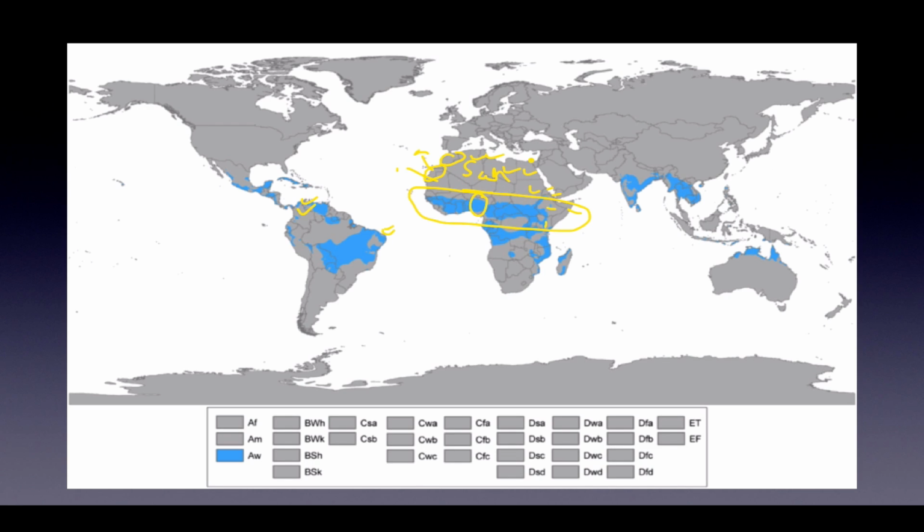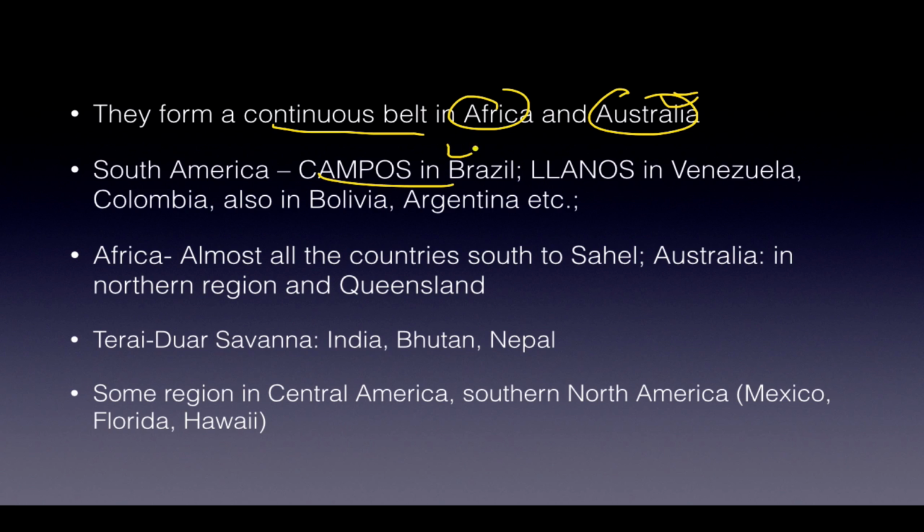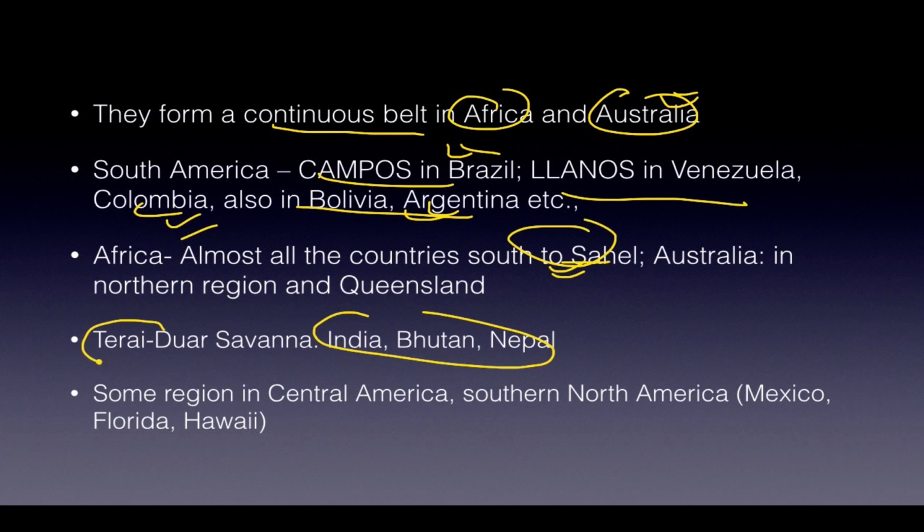The northern countries are the Sahara region, and obviously they are also found in Australia, North Australia, and India, Bhutan, Nepal, and the Indo-China region. They form a continuous belt in Africa and Australia as shown below. The Campos in Brazil, Llanos in Venezuela and Colombia are the different names. They are also found in Bolivia and Argentina, and Africa I have already shown you, south of the Sahel region. In India, Bhutan and Nepal, they are called the Terai Duar Savanna. There are also certain regions in Central America and Southern North America, seen in Mexico, Florida and Hawaii.